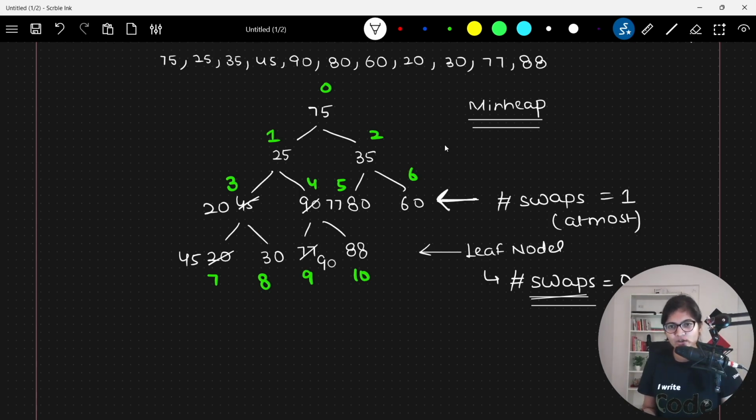Now let's move ahead towards the next upper level. So if you see, I am starting from the bottom level, which is the leaf nodes, and I am going step by step towards the root node.